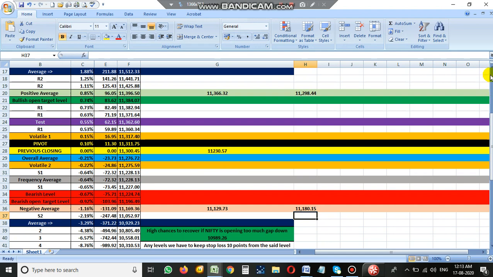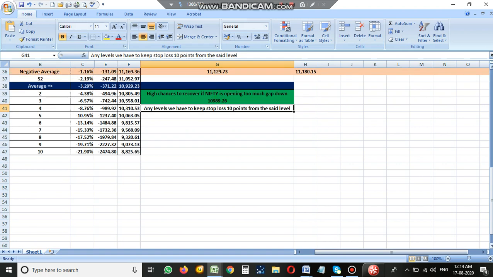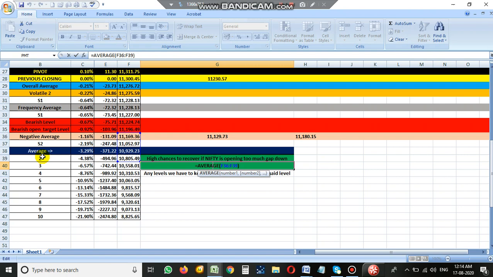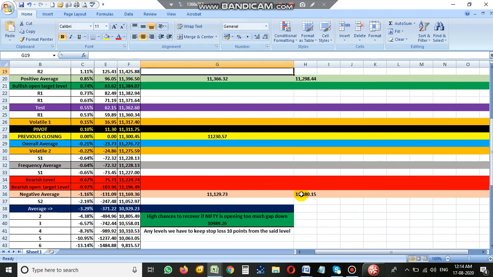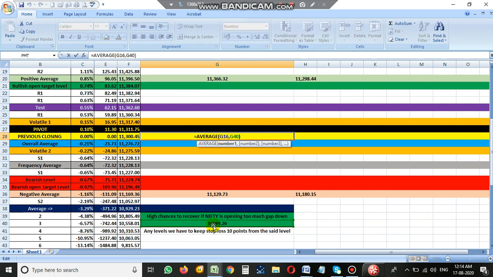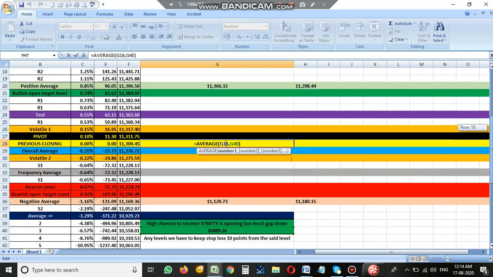See, I took this average from the level of 2 to the bullish open target level. That is where the average comes from. And likewise, I took the average here from the level of 2 to the bearish open target level. All put together, it gives a perfectly matching high, low and closing. The high is matched with the average. This particular center average is nothing but the average of the high and low. G16 is nothing but the high, and G40 is nothing but the low, which are the levels I'm tracking.